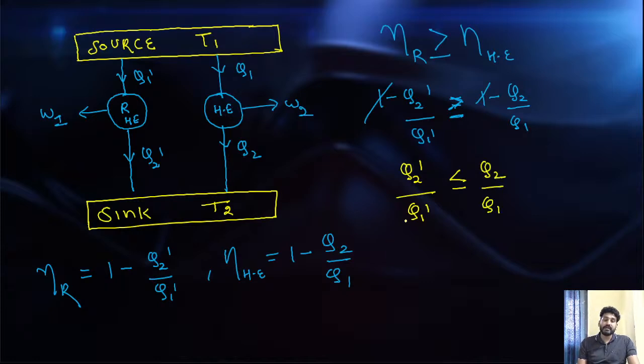I hope it is clear to you. And because this ratio is for reversible, I can write this in the temperature ratio. This we already proved. So T2 divided by T1 will be less than or equal to Q2 divided by Q1. Is there any problem? Please let me know, yes or no. If there is no problem, then write it and tell me.